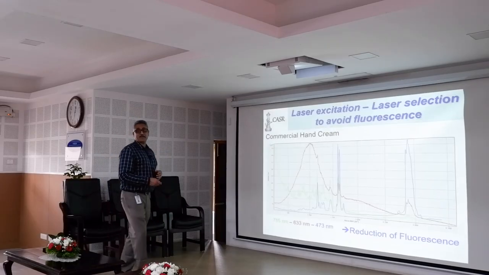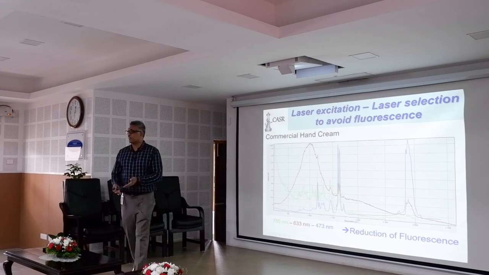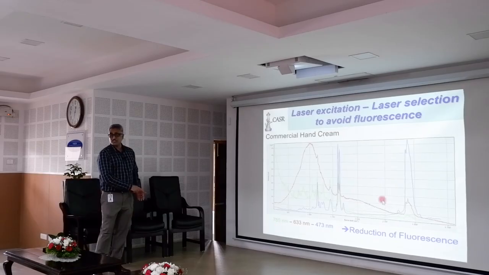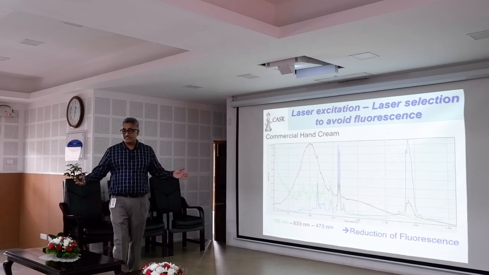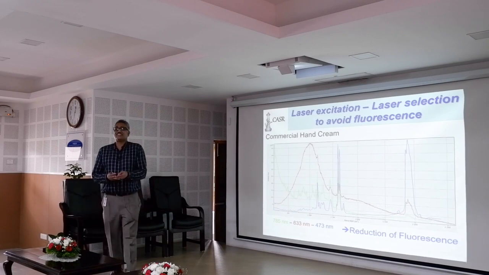So if I do a Raman spectra using 785, 633 and 473. 473 happens to be in the blue region, right? You look at the spectra. Because it is absorbing in this region, I get fluorescence here. But when I go to 785, I lose the fluorescence. And in the blue also, I lose the fluorescence because it's away from the fluorescence, right? But both of them give me the Raman spectra, but one of them gives me very strong Raman compared to the other one. The reason is it has resonance.